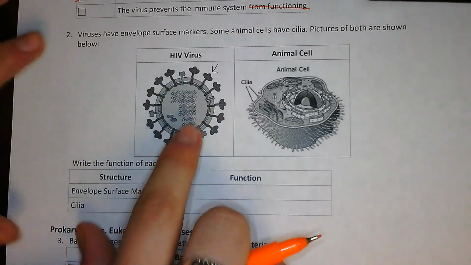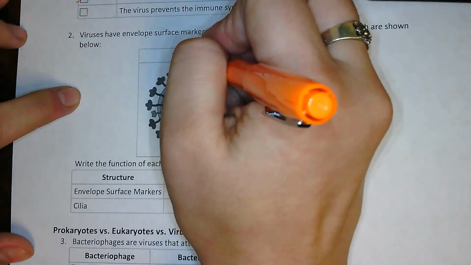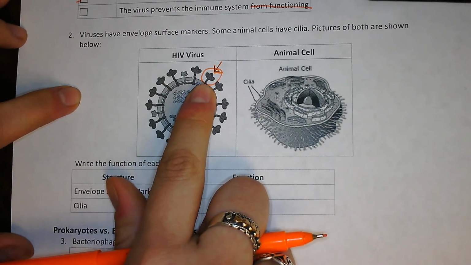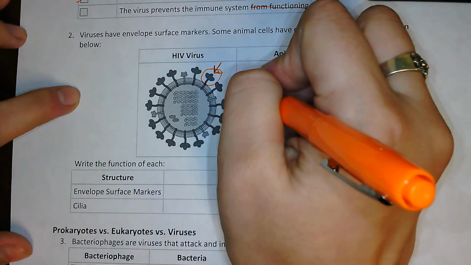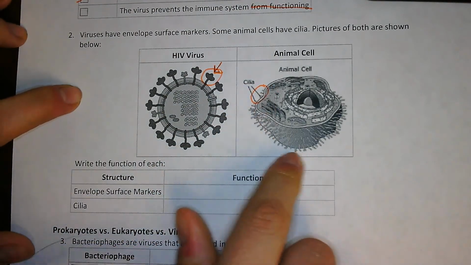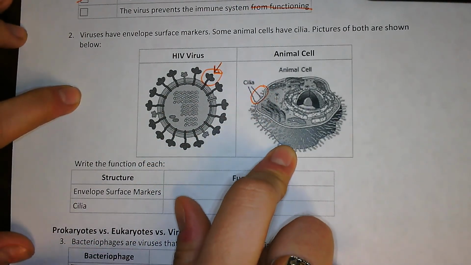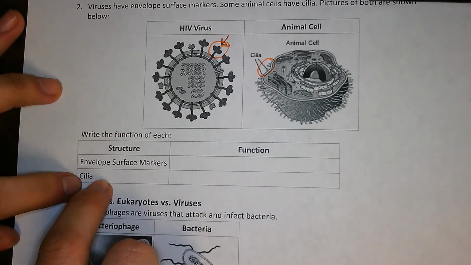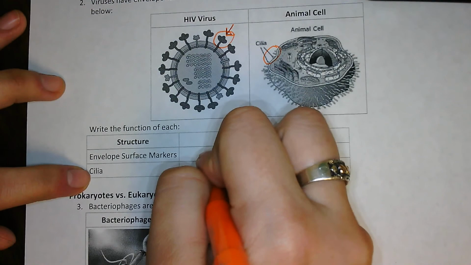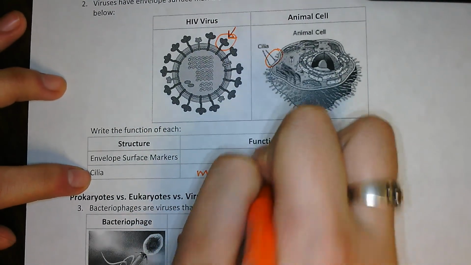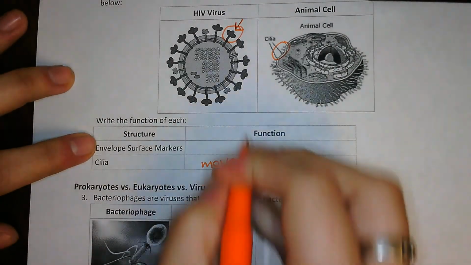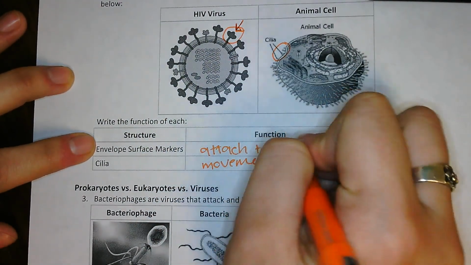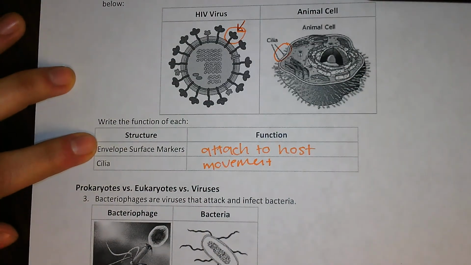Number 2, here we see a picture of HIV envelope surface markers, also called glycoproteins, also called spikes, also called projections. We also have pictures of cilia, little tiny hair-like things that are around some animal cells. What is the function of the envelope surface markers versus the cilia? Cilia is always used for movement. Envelope surface markers in a virus are going to be used to attach itself to a host, kind of like a lock and key mechanism.